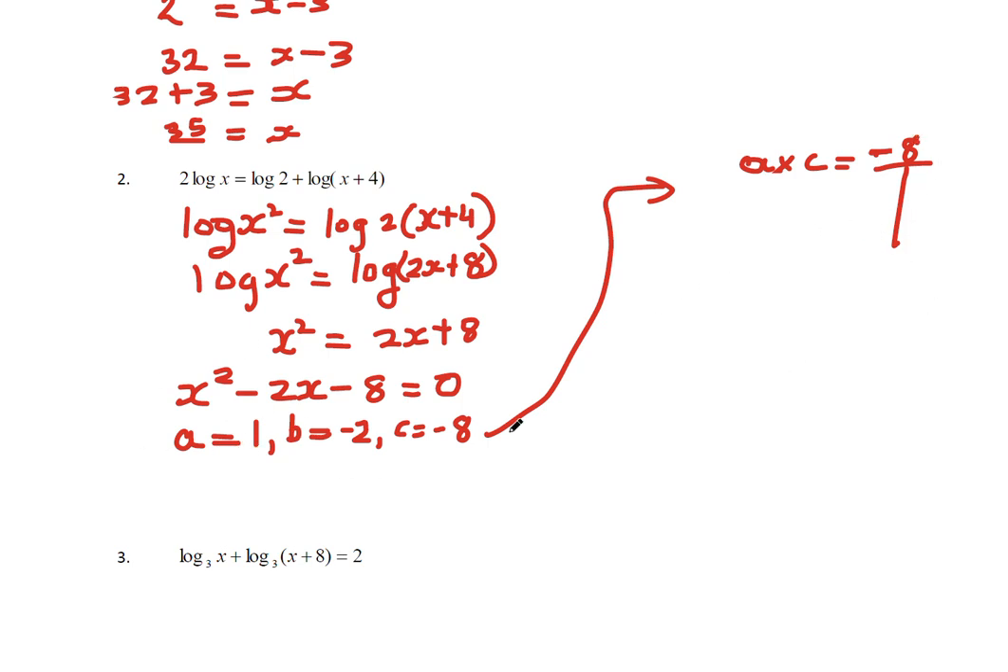So what two numbers can be multiplied to give us negative 8 and when added will give us b, which is negative 2? And we realize that that would simply be negative 4 and 2. When I multiply negative 4 by 2, I get negative 8. And when I add negative 4 and 2, I will get negative 2.